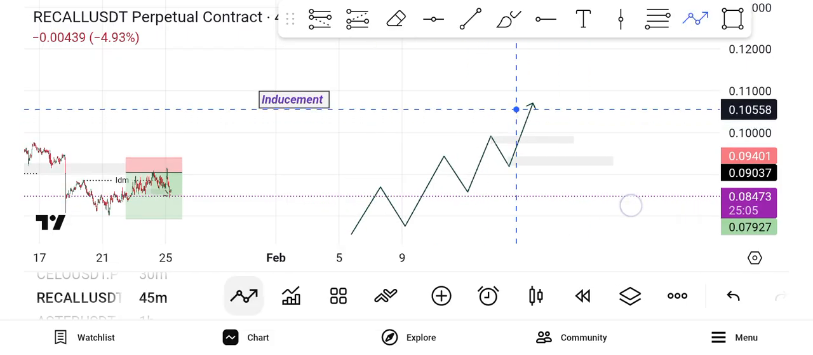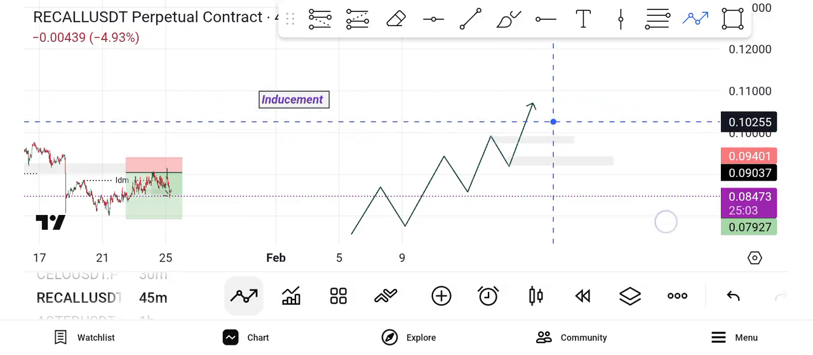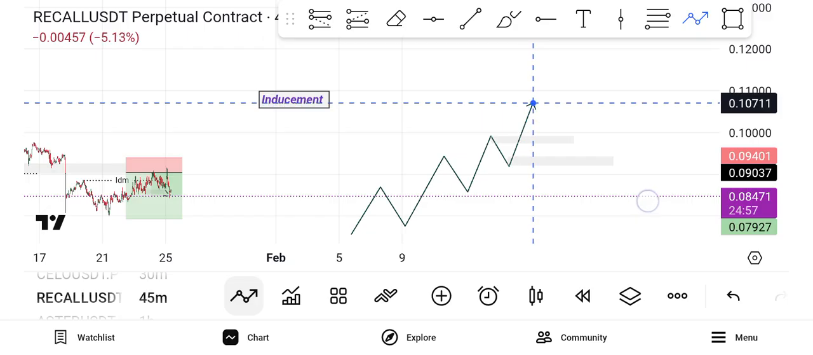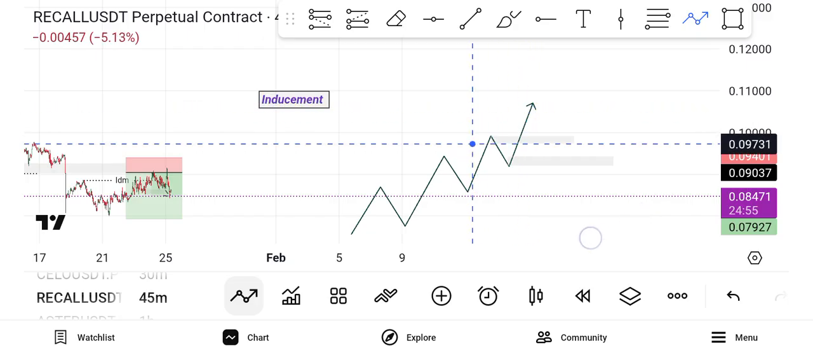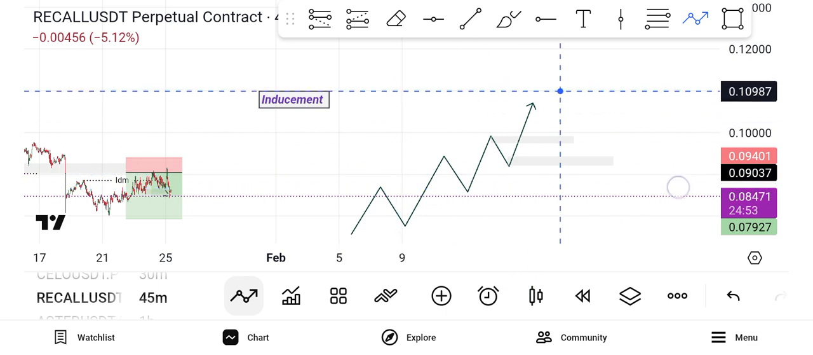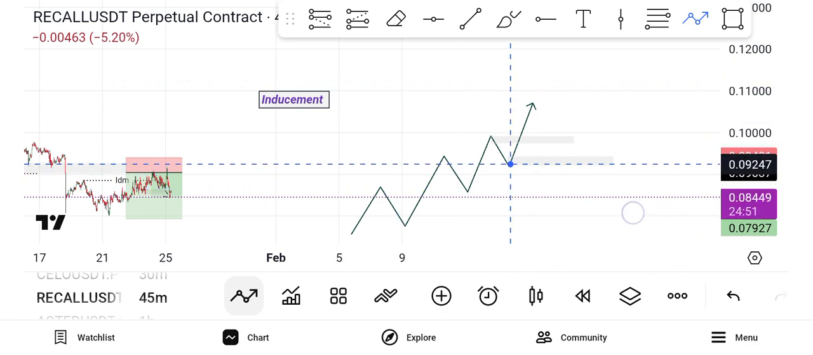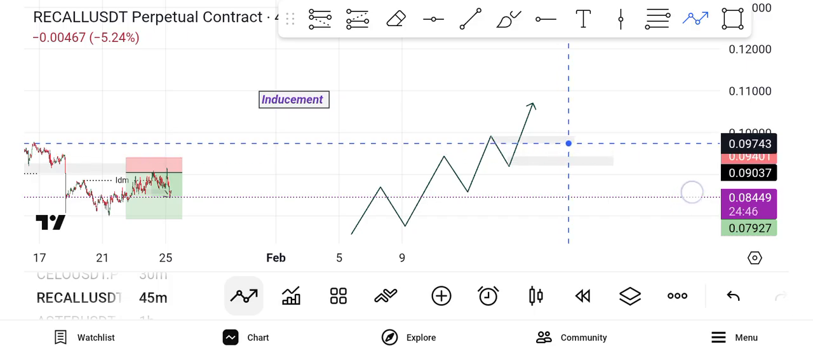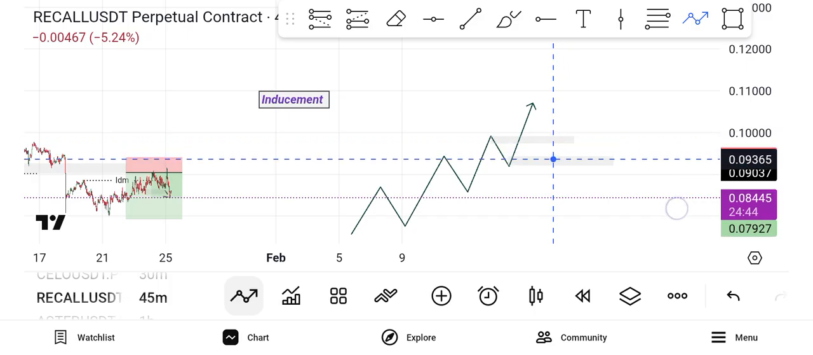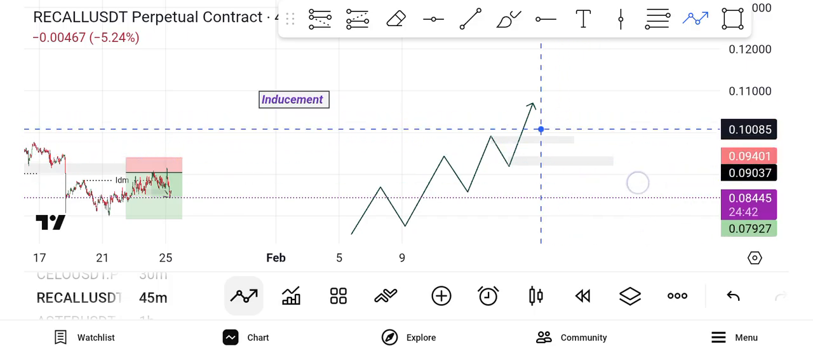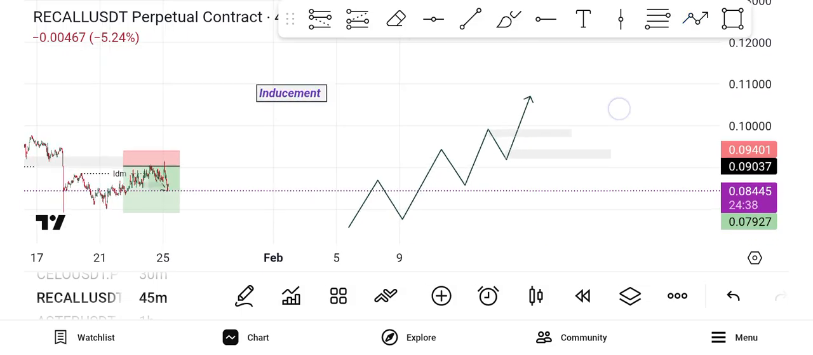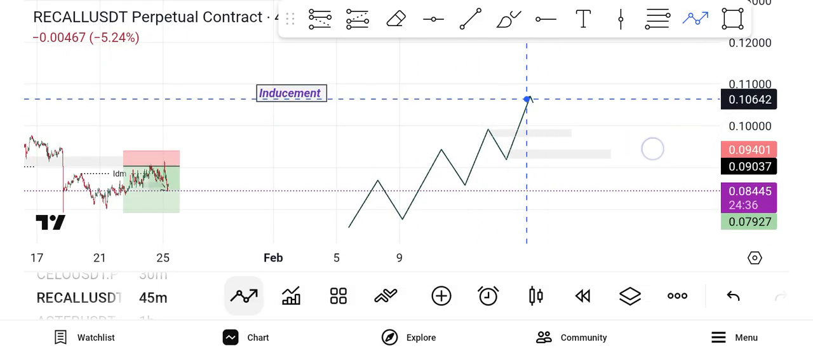Now, inducement is a liquidity or a liquidity trap. That inducement is what fuels the market. Once you identify your direction of the market and your point of interest, for you to have a very solid take on what is going to happen in the market, you need an inducement. What is an inducement? It's a kind of liquidity. It's a low that forms in the market.